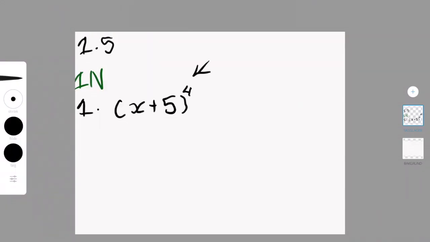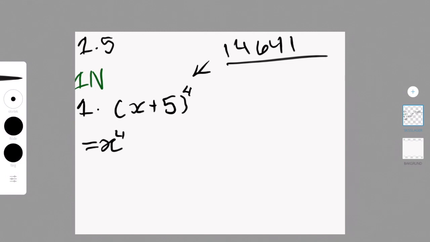So for the binomial theorem, I will be taking an example from 1n, question 1, which was to expand (x + 5) to the power of 4. Because this number is 4, that means we're looking at the fifth row of Pascal's triangle, which is 1, 4, 6, 4, 1. So to find this first term, you take the power and put it on the x, and because the 4 is on the x, there is nothing on the 5. So this one is just x to the power of 4.